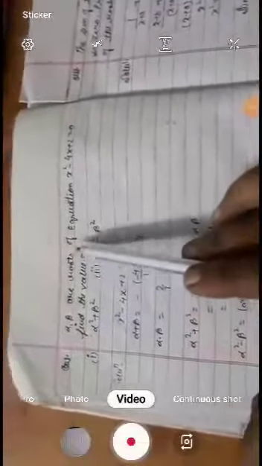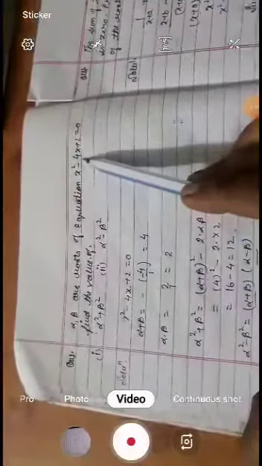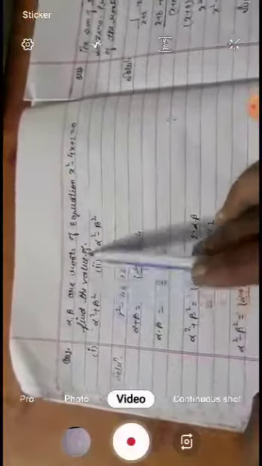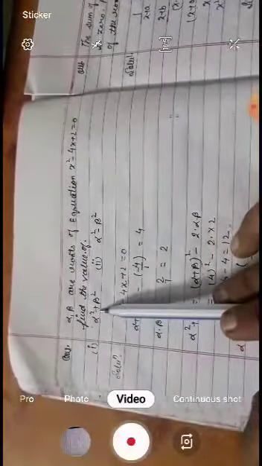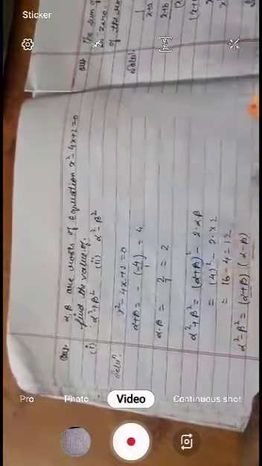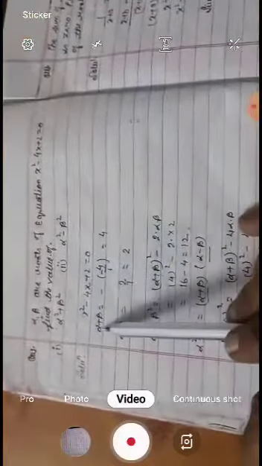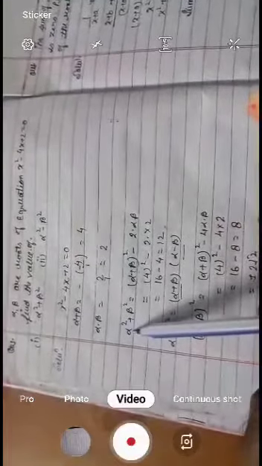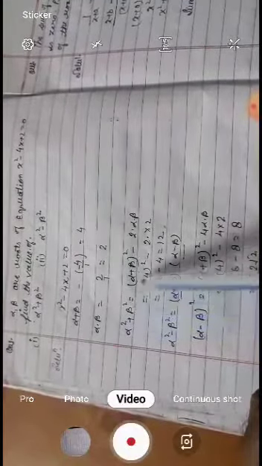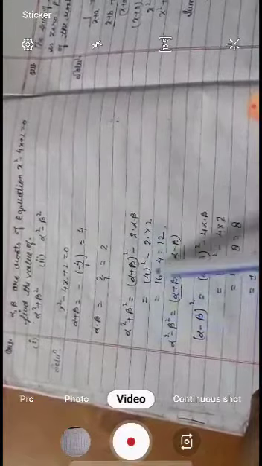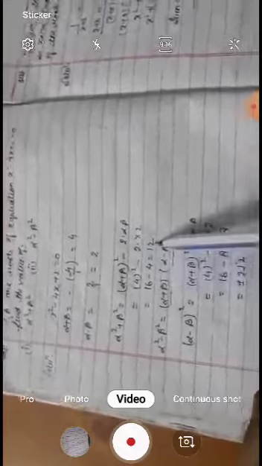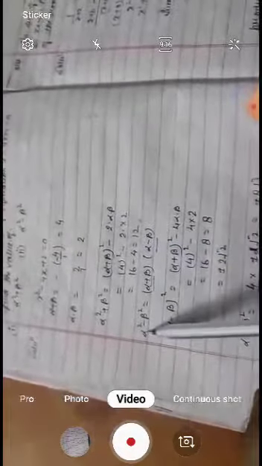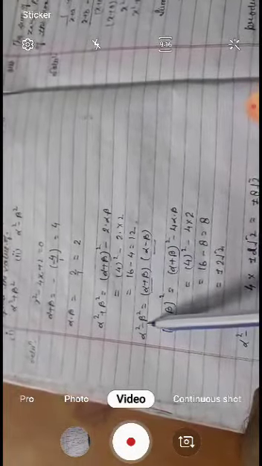Alpha and beta are the roots of the equation x² - 4x + 2 = 0. Find the value of alpha² + beta² and alpha² - beta². Firstly, we have to find the sum of the roots and the product of the roots. Then arrange alpha² + beta² in this form, putting all the values of alpha + beta and alpha beta, we get the answer 12, as well as alpha² - beta².